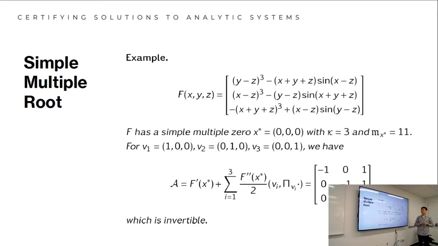So let me show you an example. We have a 3x3 system of equations in here. We have the sine function, which is an analytic function. We have a simple multiple zero at the origin. Kappa is equal to 3, and the multiplicity is 11. Now we choose three vectors in here. Then we can construct this Cayley A, which is invertible.